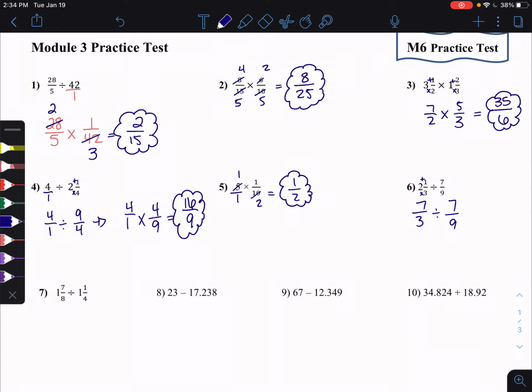Notice that I'm rewriting it before I do my keep change flip. So now I'm going to do my keep change flip. 7 over 3 times 9 over 7. The 7's cancel. The 3 and the 9 cancel. So I'm left with 3 over 1, or 3.